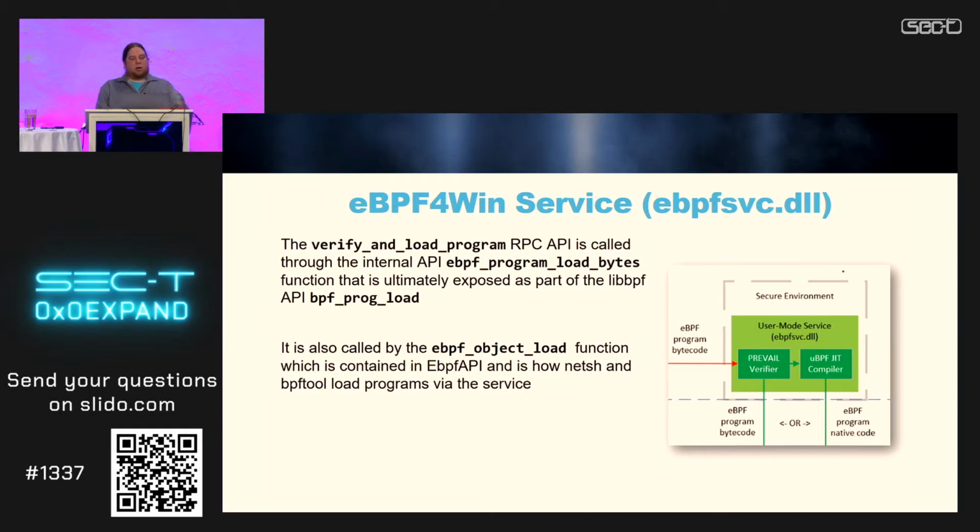But ultimately, the call chain there is that the RPC API calls through a function called eBPF program load bytes, and then into the libbpf API BPF program load. So basically, the way to interpret this is that it's both accessible through the RPC endpoint, but it's also exposed through the direct eBPF API layer and can be called across programs.